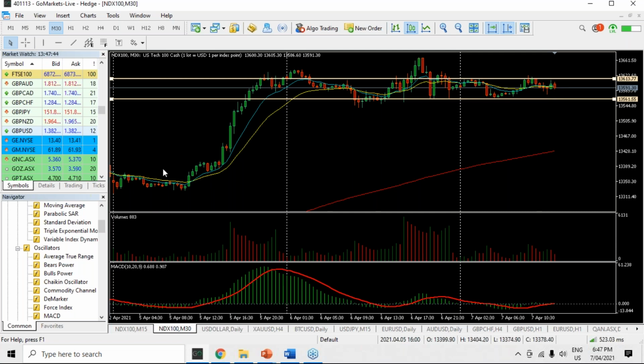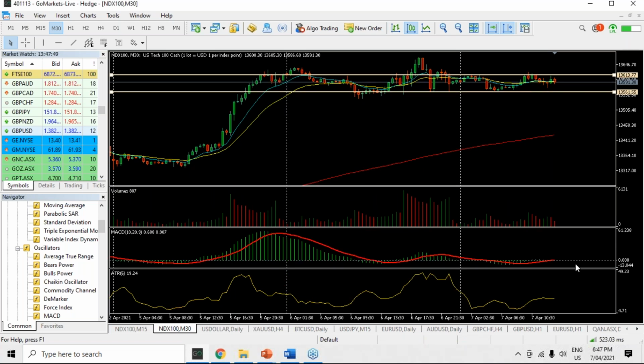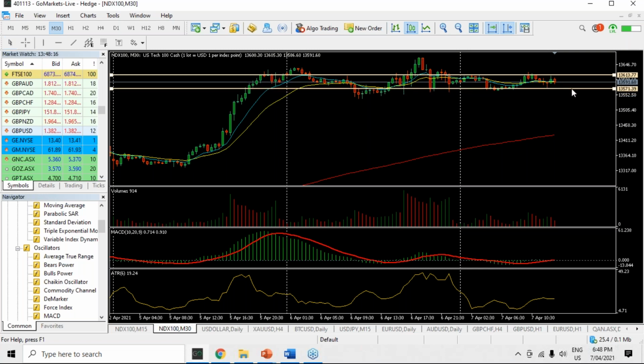Now, ATR on this. ATR at that level was 19 points. So we'd probably do half an ATR off that, which would take us up to 13.57. About 10 pips up from that, let's say. So 13.571. So we would have just touched it on that candle there.